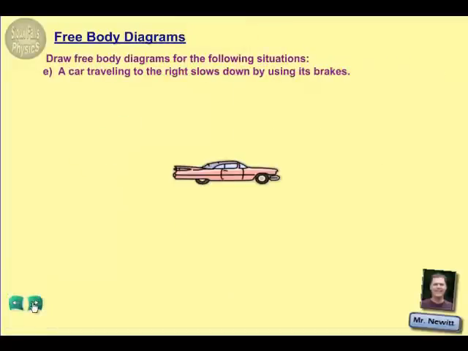Okay, and for our last example, we're going to look at this situation. We have a car traveling to the right, and it slows down using its brakes. So again, the car is on the road here. Again, we would certainly have the weight of the car down on the road, and the road itself providing a normal force upward, and those would be equal to each other. We know if the car is slowing down, then it is undergoing a negative acceleration.